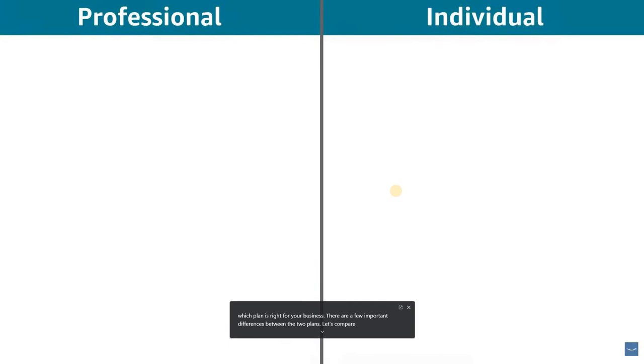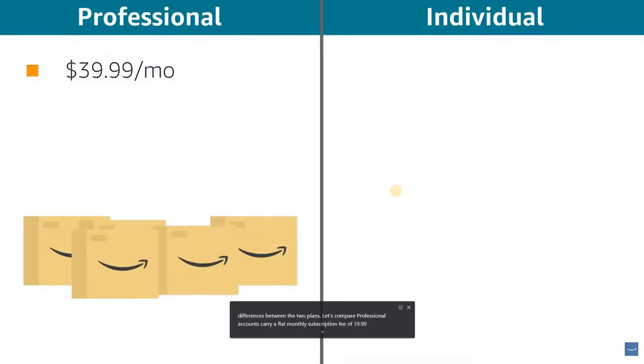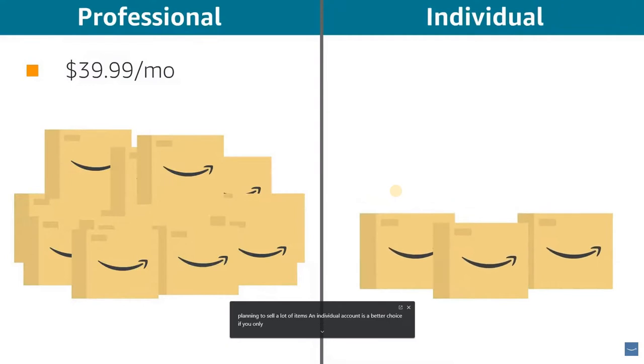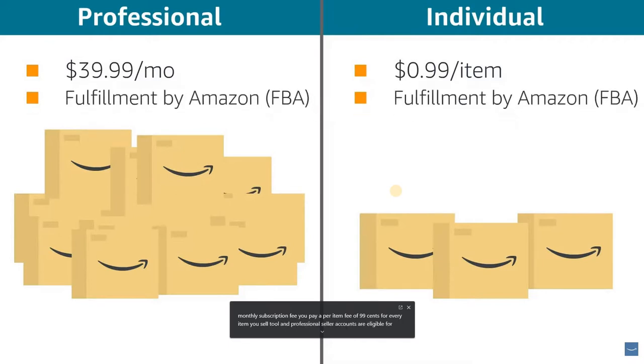Let's compare. Professional accounts carry a flat monthly subscription fee of $39.99, no matter how many items you sell. This type of account makes sense if you're planning to sell a lot of items. An individual account is a better choice if you only plan to make a few sales each month. Instead of a flat monthly subscription fee, you pay a per item fee of 99 cents for every item you sell. Both individual and professional seller accounts are eligible for FBA service.